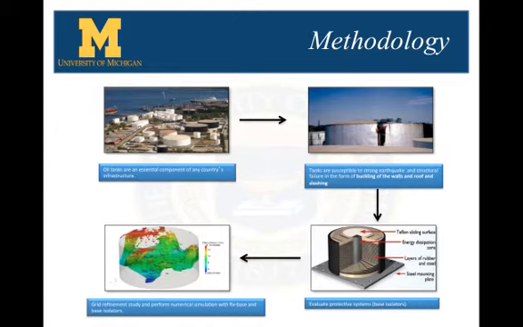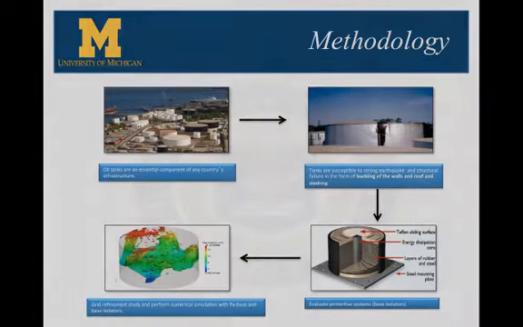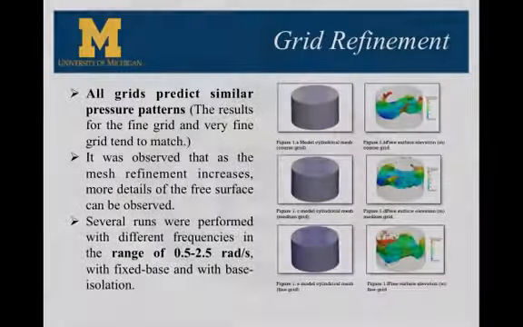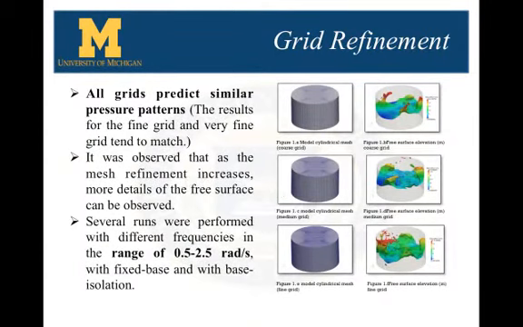To be able to do so, numerical simulations with fixed base and base isolator will be performed. In addition, a grid refinement study was performed to select the optimum grid. As mentioned before, OpenFOAM, a finite volume computational fluid dynamics program, was used to perform the simulations. In addition, we applied the linear theory, equation 1, to determine the natural sloshing modes of the structure and compare with simulation results. For the grid refinement study, 5 grids were developed.